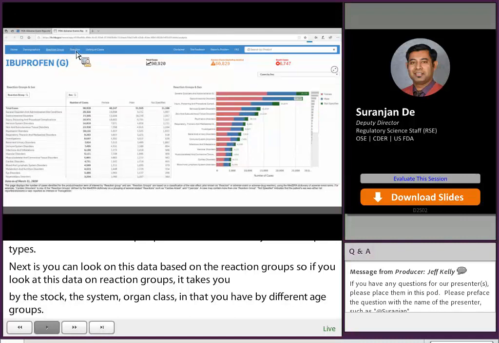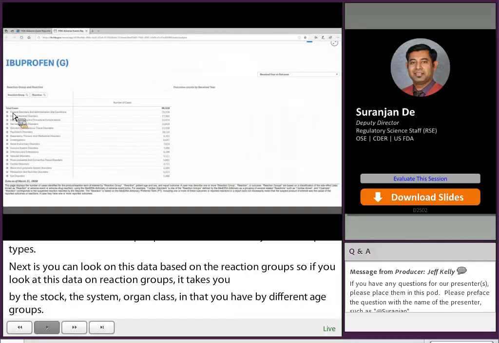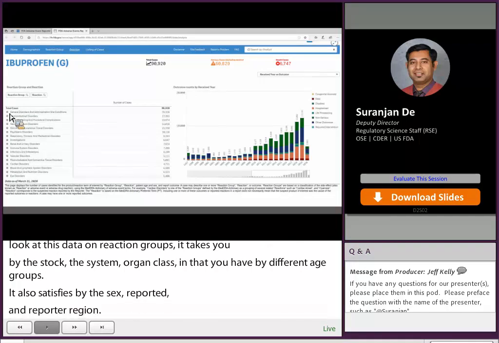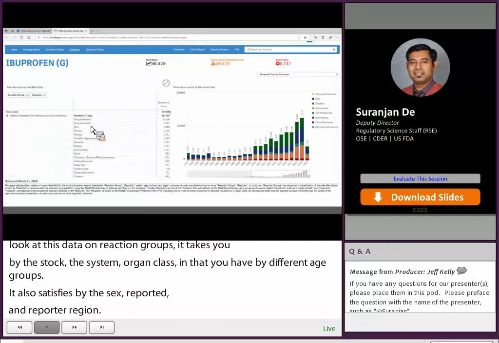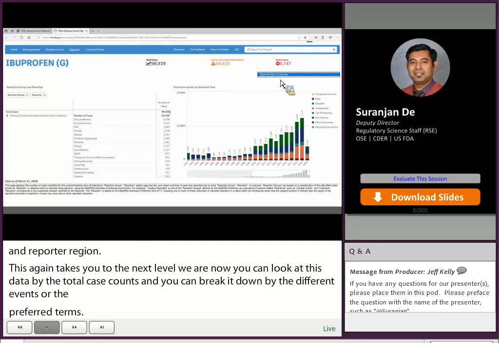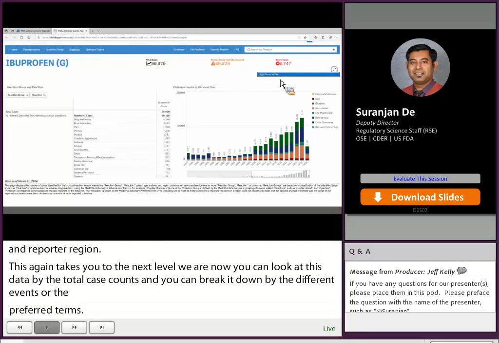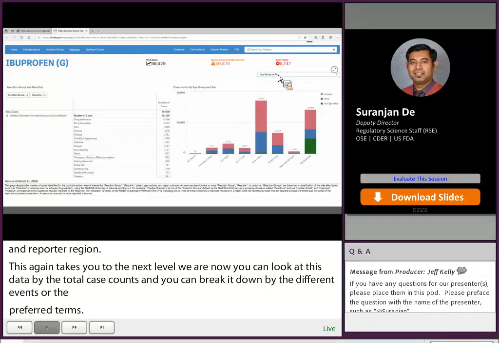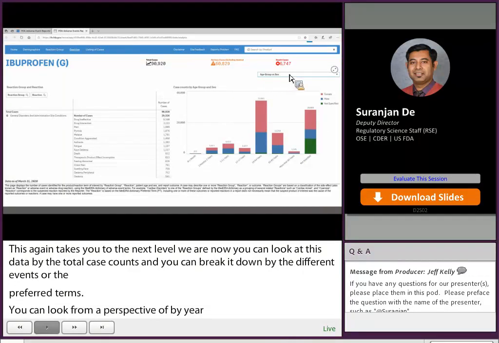This again takes you to the next level, where now you can look at this data by the total case counts by the SOC, and then you can break it down by the different events or the PTs, the preferred terms. This all comes from MedDRA because they're all coded to MedDRA, and the case counts. And then you can look from a perspective of by year and the outcomes, and also look at by age group and sex.